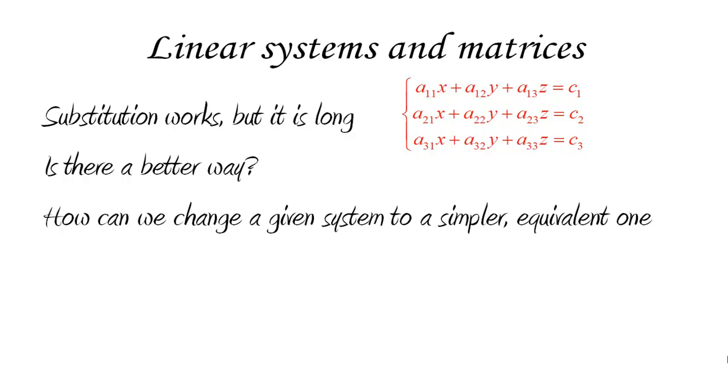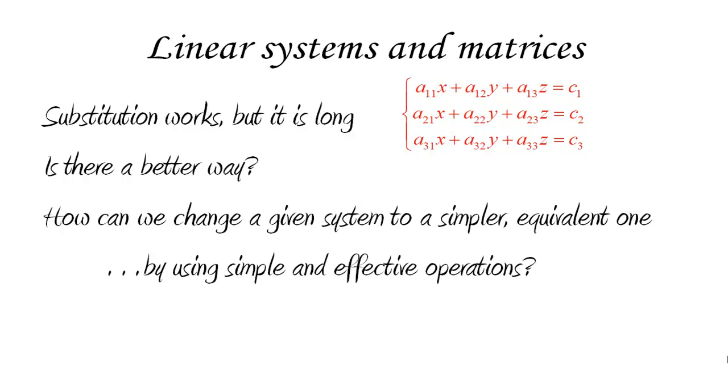At each step we're changing our system to a different one, which hopefully is simpler. So how can we do that in a way that requires simple and effective operations? So rather than having to do all this long method of going up and down using the variables one direction and then the other and so on. So this is what we're going to be looking at in this class.